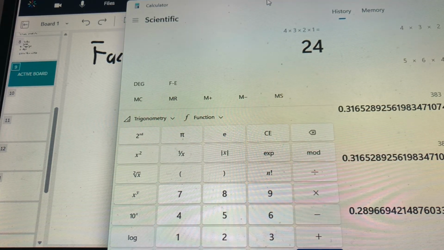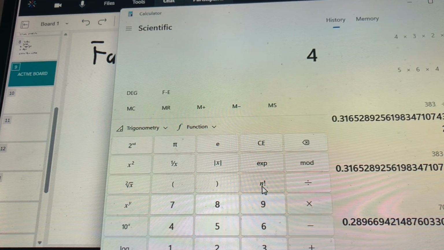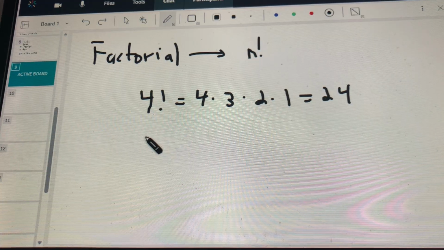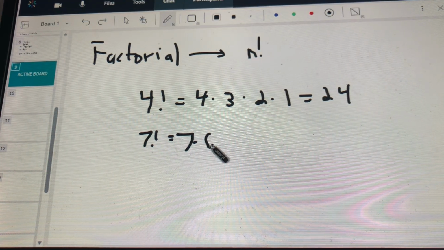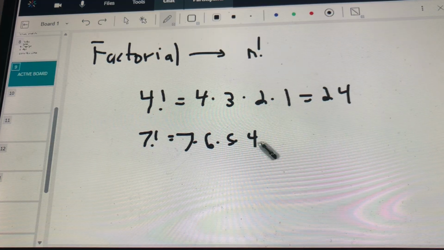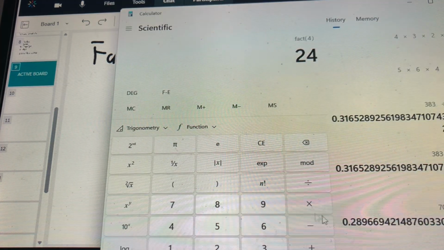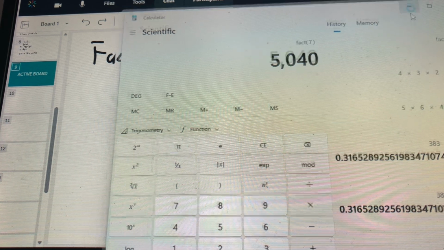Some calculators have it on there as a button. I can type 4 and hit this N factorial button. See, N factorial 4 is 24. So these can get very large very quickly. 7 factorial is 7 times 6 times 5 times 4 times 3 times 2 times 1, or you can just hit 7 factorial if you have that button. It's 5040.